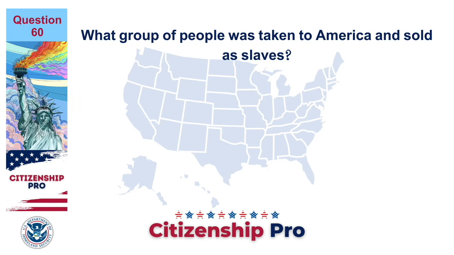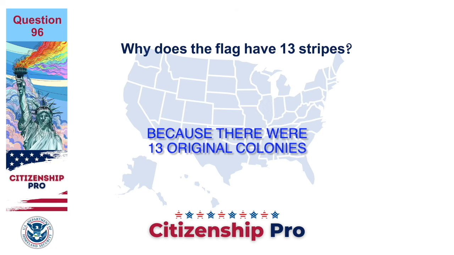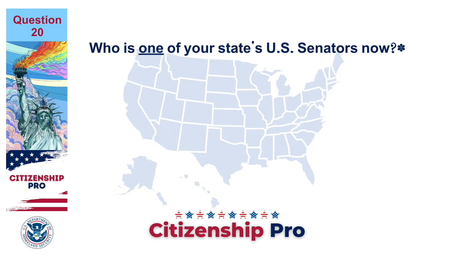What group of people was taken to America and sold as slaves? Africans. Why does the flag have 13 stripes? Because there were 13 original colonies. Who is one of your state's U.S. senators now?